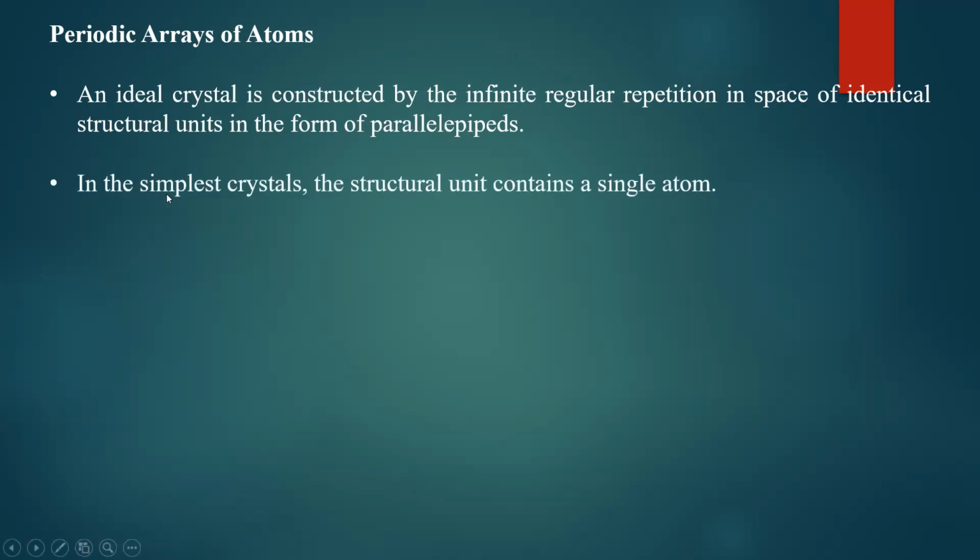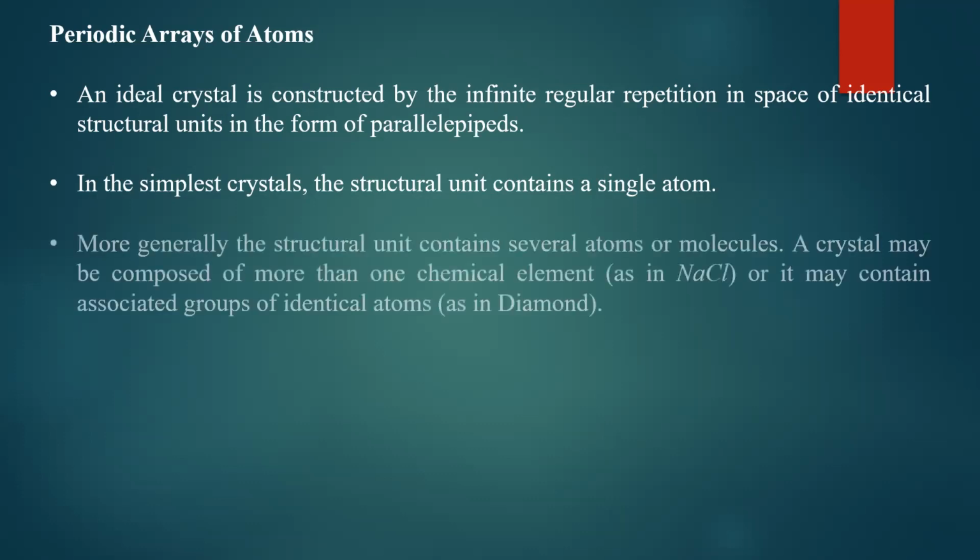In the simplest crystals, the structural units contain a single atom. If you take a very simple crystal, the structural unit may be an atom. A simple example is diamond. Diamond is a crystal. Diamond contains carbon atoms, arranged in a regular fashion with certain symmetry. So that forms diamond, the simplest crystal. So the simplest structural unit can be an atom. Structural unit may be atoms, molecules, ions, or a group of atoms. It may be different in different crystals.